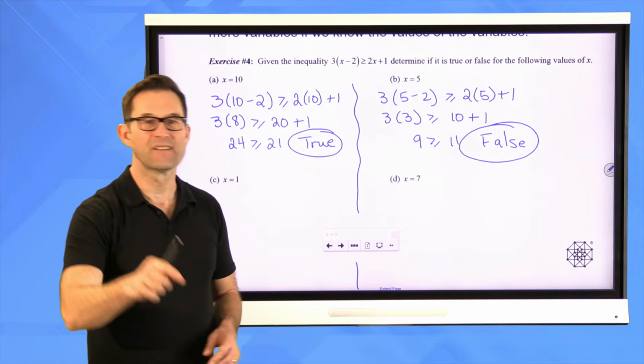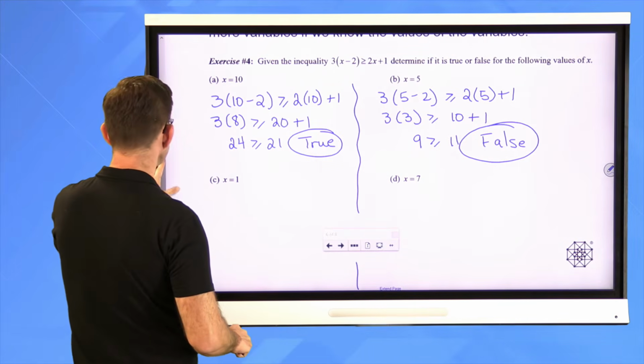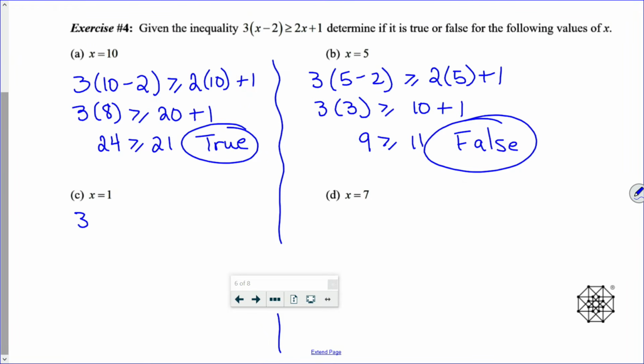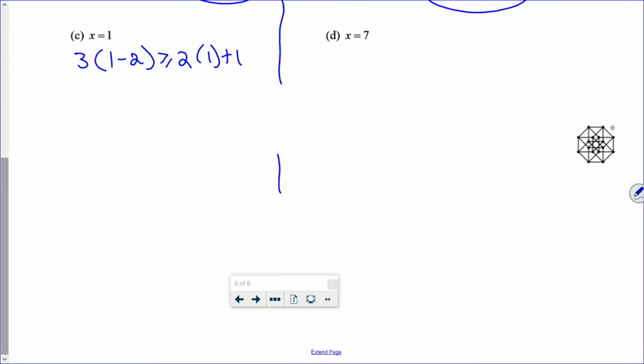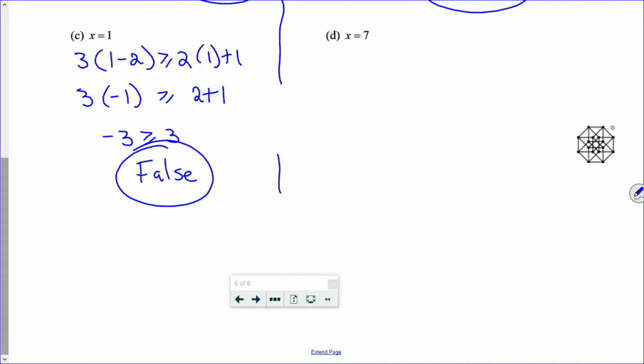All right. Let's take a look at x equals 1. Okay, so I'll bring that board up in just a second. 3 times 1 minus 2 is greater than or equal to 2 times 1 plus 1. Let me extend my page a little bit. 1 minus 2, be careful there, is negative 1. 2 times 1 is 2 plus 1. 3 times negative 1 is negative 3. Negative 3 is greater than or equal to 3? Nope, right? Negative 3 lies to the left of positive 3, so that's false.